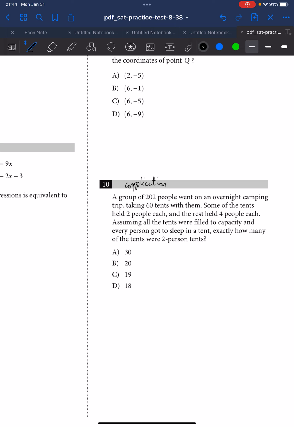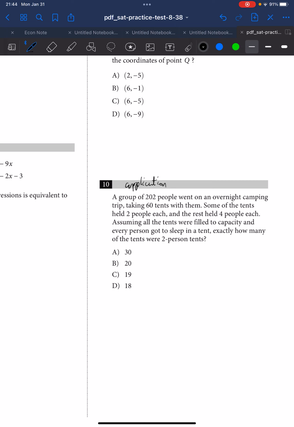A group of 202 people went on an overnight camping trip, taking 60 tents with them. Some of the tents held 2 people each, and the rest held 4 people each. Assuming all the tents were filled to capacity and every person got to sleep in a tent, exactly how many of the tents were two-person tents?